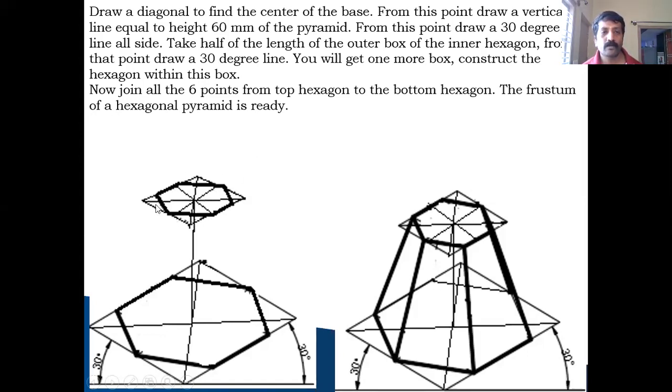From this point, you draw a parallel line, a 30-degree line, in this direction, parallel to this. From this point, you draw a 30-degree line in this way, parallel to this. From this point, you draw a 30-degree line parallel to this. Once you do this, you are going to get one more rectangle like this.